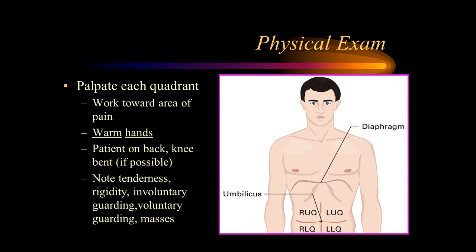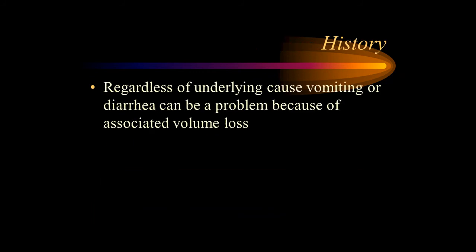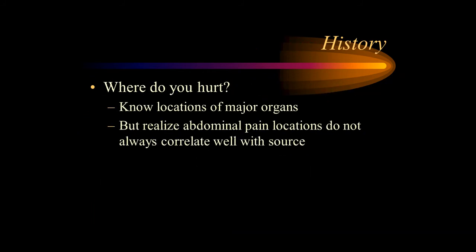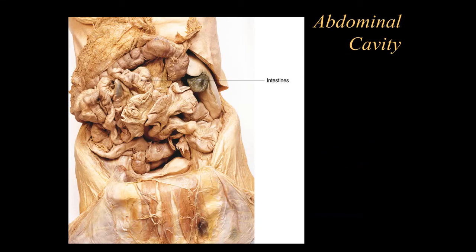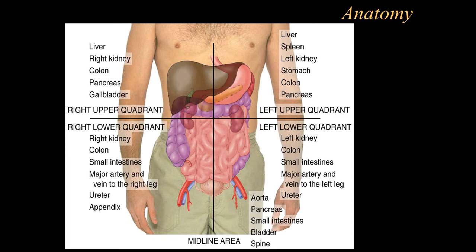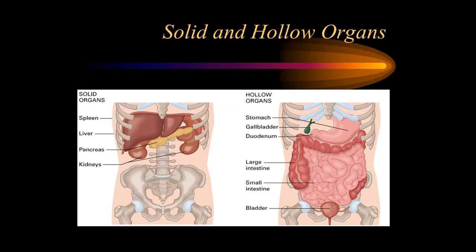Okay, so going back, there you go. That's where everything is. You need to memorize that and give you kind of a visual. You need to know what's in what quadrant. Okay, and then here's a more basic view. These are solid. They bleed a lot. These are hollow, they get inflamed and obstructed.